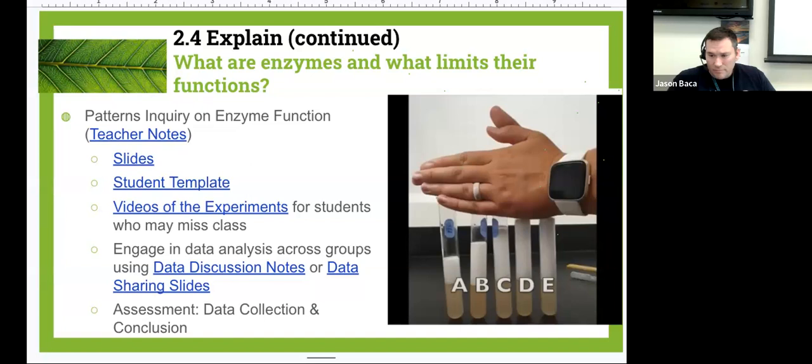I do a lot of those little demonstrations before they go in, just so they know what they're looking for. So in this particular lab, they're looking for how high the bubbles get, because that's the oxygen being released. And so they want to have some sort of example of that.